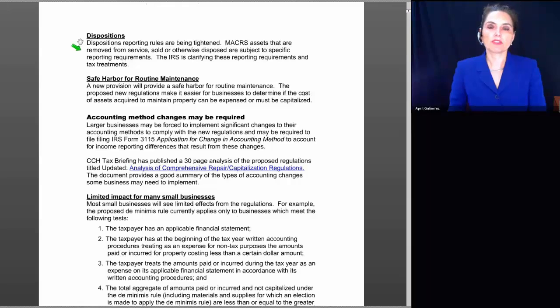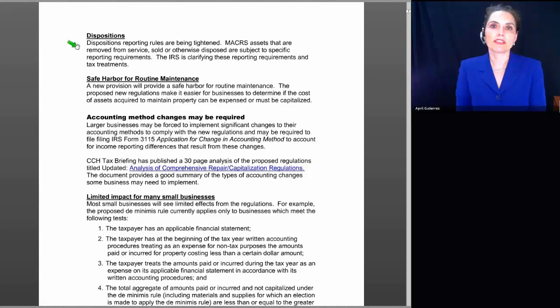Disposition reporting requirements are being tightened. MACRS assets that are removed from service, sold, or otherwise disposed of are subject to specific reporting requirements. The IRS is clarifying these reporting requirements and their tax treatments. Well, when you dispose of a MACRS asset that was used in your trade or business, the disposition needs to be reported, and it's reported on Form 4797.